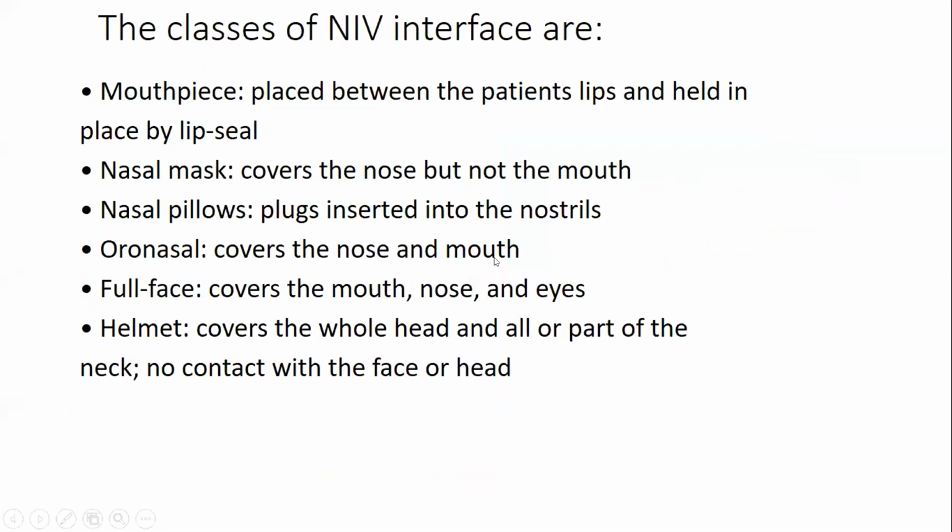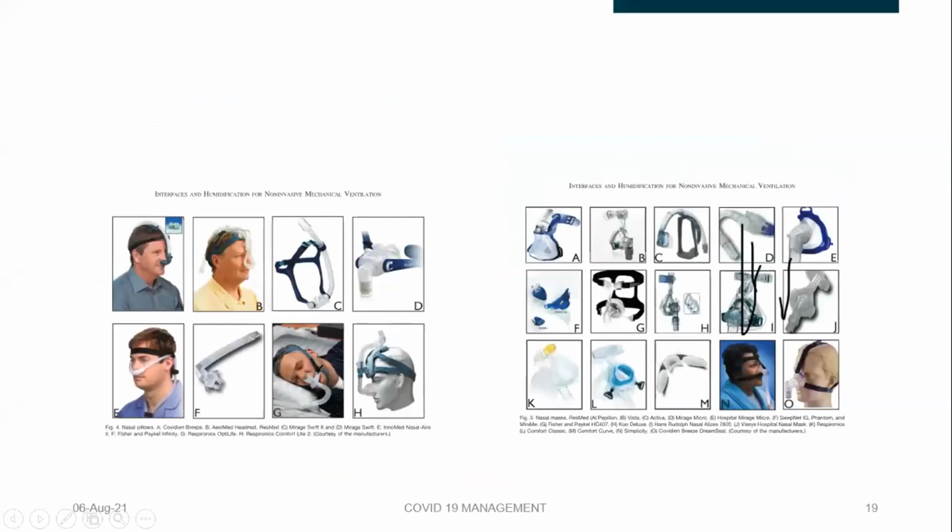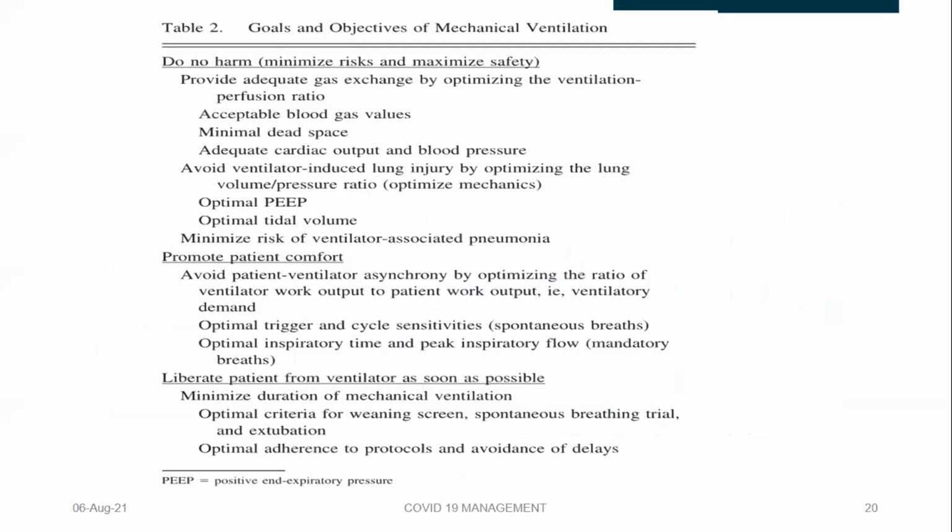This is just a summary of what we have gone through. I'll not belabor that. And this is also a pictorial depiction of the various interfaces and harnesses that can be used for NIV. I've mentioned the most important being the oronasal and the nasal interfaces, and of course, the helmet. These are just the goals of NIV.